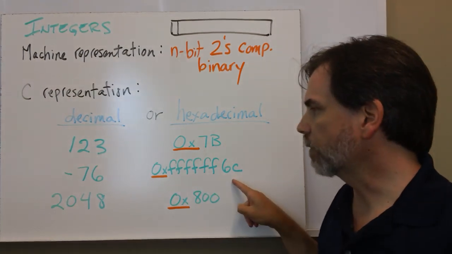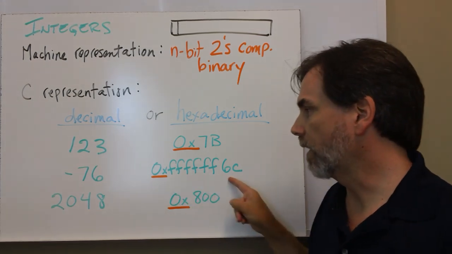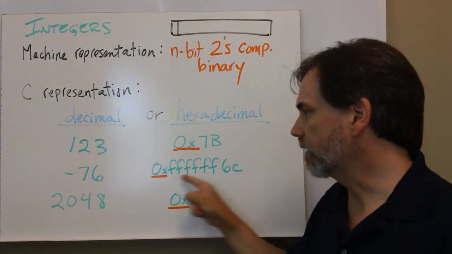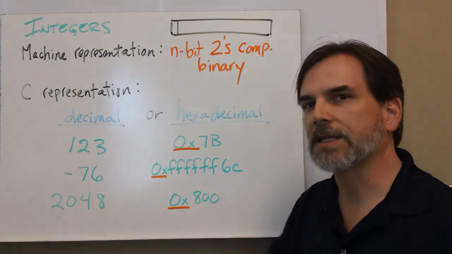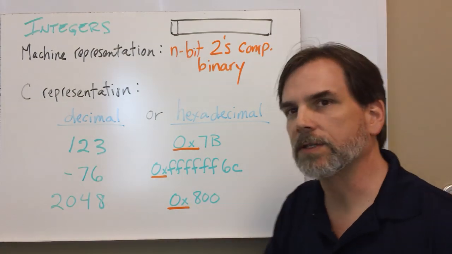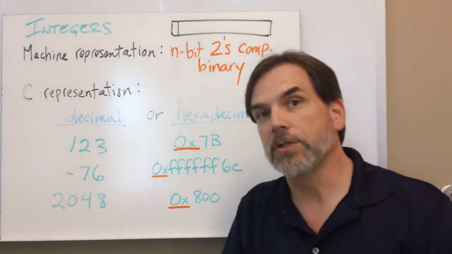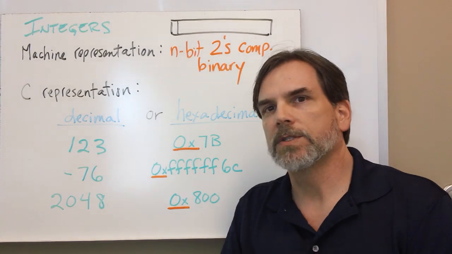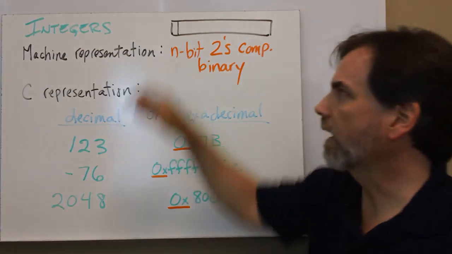Here's a larger hexadecimal number. We can think of this as a very large unsigned value, or if we know that our underlying machine has 32 bits, then this is the same representation that we would see for the decimal number minus 76. And then here's the 0x800, which is the same as 2048. So we have to write our integers either in decimal or hexadecimal. There's no standard binary notation for writing a binary number, so we have to write integers this way.